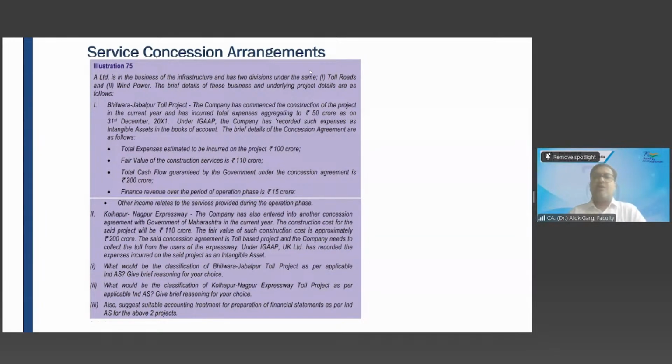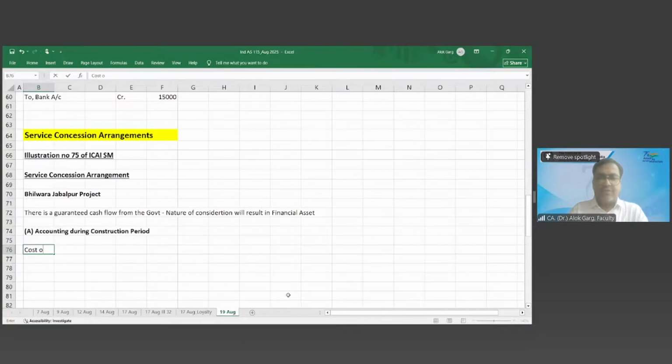So what is my cost of construction? My cost of construction is: cost of construction account debit, to bank account credit.